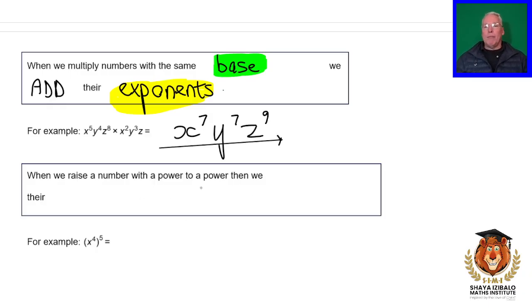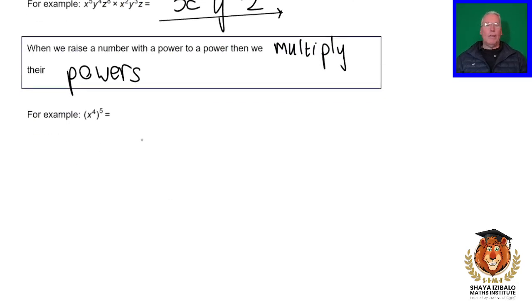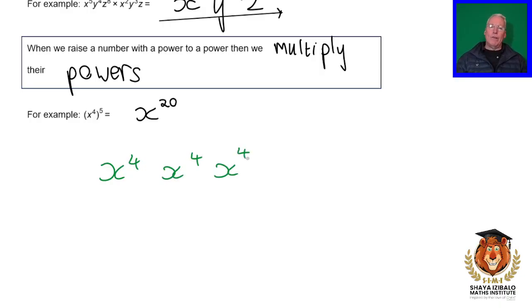Okay. When we raise a number with a power to a power, then we multiply their powers. And notice that we're using the word power, we're also using the word exponent. All right, so for example, x to the 4 raised to the power 5, that will be x to the 20. But again, it makes sense, because what does it mean for something to be to the power of 5? It actually means 5 of those things multiplying together. There's 2, there's 3, there's 4, there's 5.